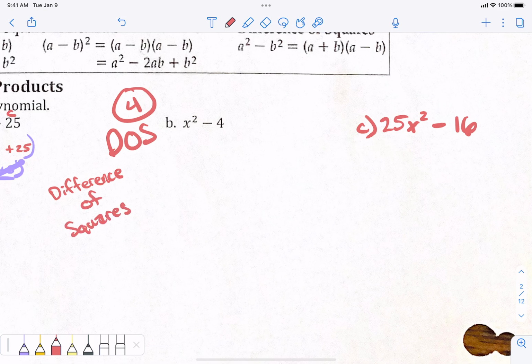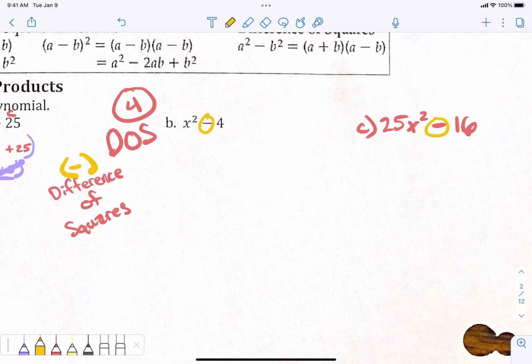A difference of squares. This is my favorite of the 4 methods because it's super fast and easy. Difference of squares. Okay, now here's how you identify a difference of squares. What does the word difference mean? Subtraction. Okay, so in both of these problems, do you see subtraction? Yep. Minus, minus. If it's plus, it's not a difference of squares. It has to be a difference. Difference means minus. Has to be.